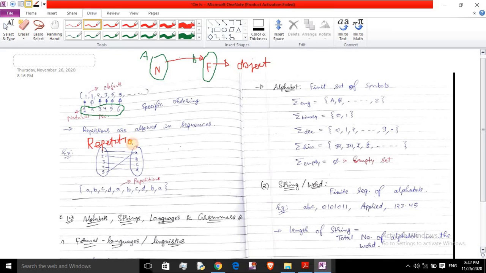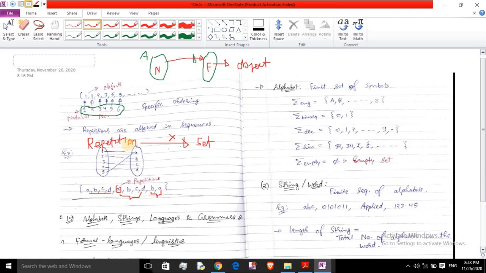Repetitions are allowed in sequences, while they are not allowed in the case of sets. Now look at this example. We have A, B, C, D. Then again we have A, which is a repetition. Then again we have B, C, D. So we have a repetition of four elements of its previous version. Then again we have repetition of B, and then again repetition of B and A.